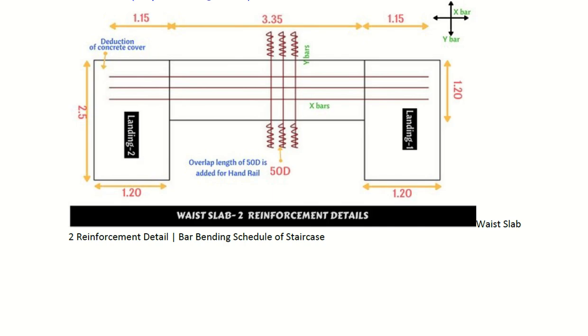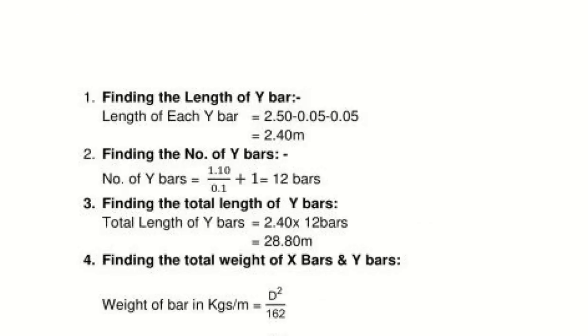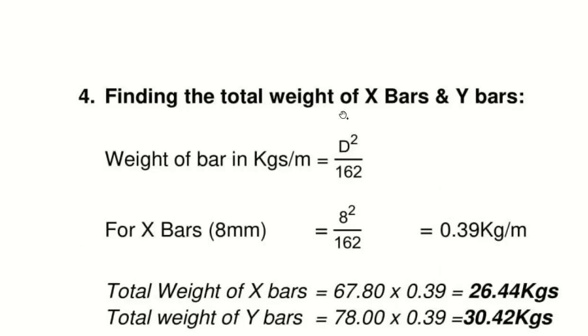So 2.5 is the length minus what? Minus cover. So for the Y direction in the landing slab, you just subtract the cover. So 2.5 total minus cover from both sides. You want the number of bars. So it was total 1.2 minus cover, remaining 1.1, divide by spacing plus 1. And the total length of the Y bar equals to this, and so on. Clear?